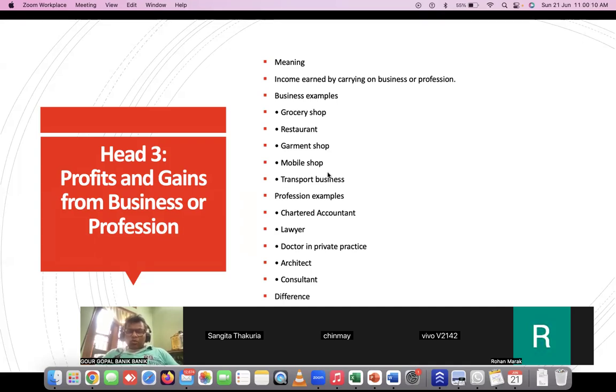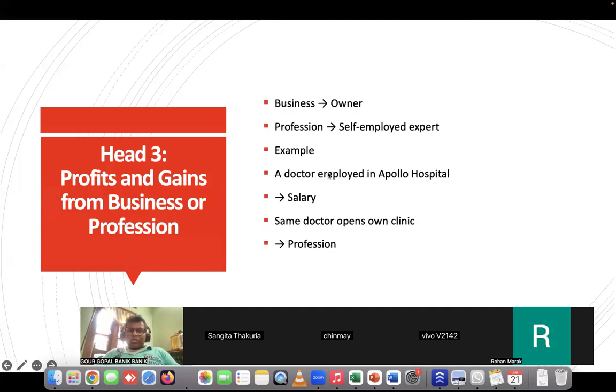But profession, you give service. You have taken an LLB degree, give service. You are having a chartered accountancy degree and then you give service. You are a doctor, in private practice, you give service. Architect, consultant, all these things are categorized as profession. So you have to know business and profession का difference. मैं तो छोटा के बोल दिया. I have told you very briefly, but you have to go inside what is business and what is profession.